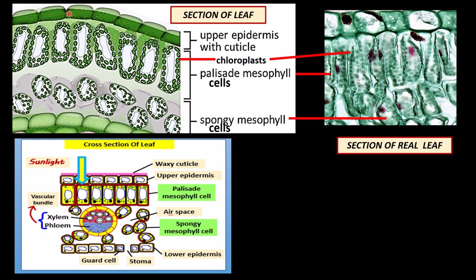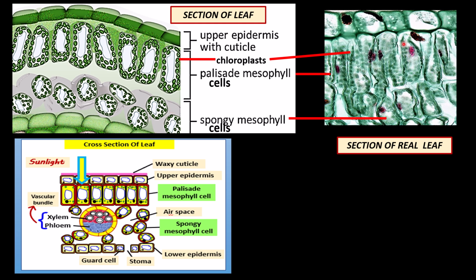Now here again is a drawing showing you the upper epidermis. Then we have the palisade mesophyll layer with all the chloroplasts inside, and then the spongy mesophyll layer with a lot of air spaces. These cells are rounded, and they also have a lot of chloroplasts.